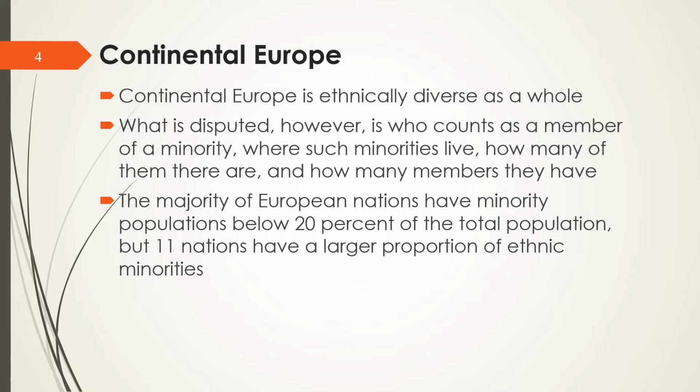What is, however, disputed is who counts as a member of a minority, where such minorities live, and how many members they have. The majority of European countries have minority populations below 20% of the total population. Bosnia and Herzegovina is the only nation where no absolute majority exists. At the other end of the spectrum, Ireland, Luxembourg, Malta, and Portugal have a virtually ethnically homogeneous citizenry. The question we need to ask ourselves is, where do European ethnic minorities come from?